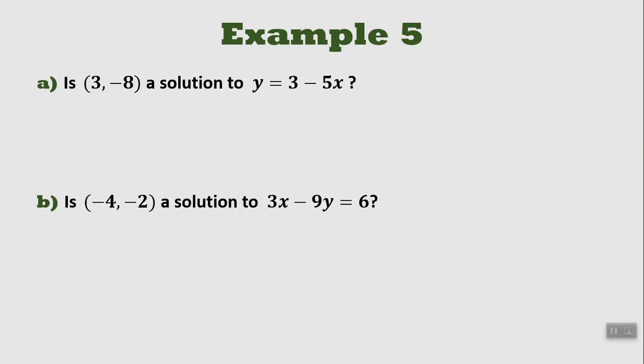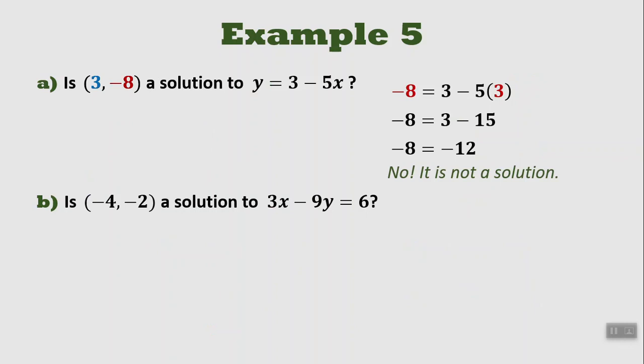All right, example 5. Here I'm asking, is 3, negative 8 a solution to this equation? The way we can do that is by plugging it in, 3 for x and negative 8 for y, and seeing if it makes a true statement. So I'm going to plug in a negative 8 for the y slot, and then a 3 for the x, and I'm going to simplify each side and come up with negative 8 equals negative 12, which we know is not a true statement. Therefore, no, 3, negative 8 is not a solution to y equals 3 minus 5x.